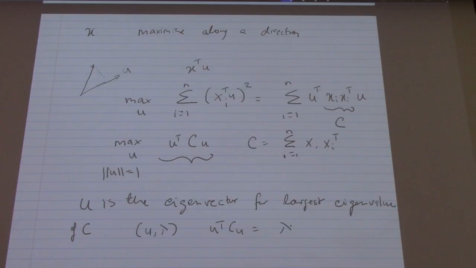Now, eigenvectors form a basis, an orthogonal basis. So the next one you get, after you subtract this away essentially, is going to be the eigenvector that's orthogonal to this, which has the next maximum variance.